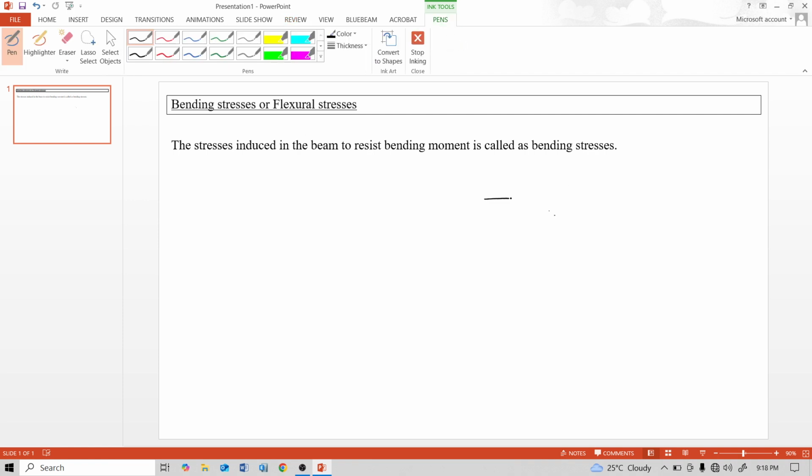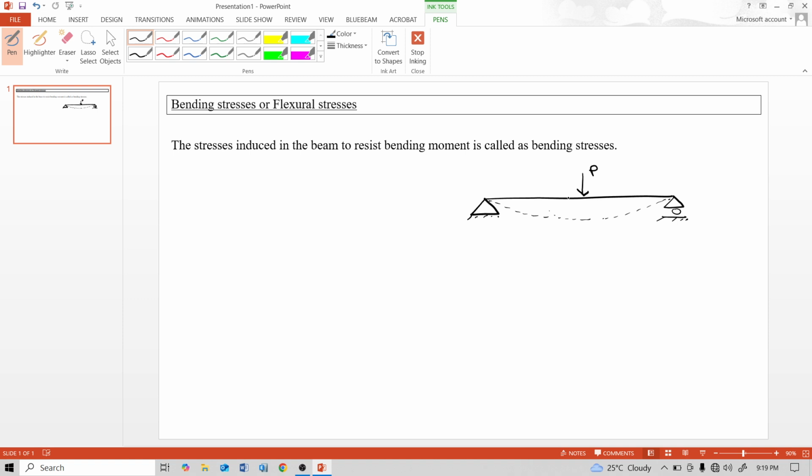Consider one simply supported beam with one end pinned and the other end roller. A load P is acting at the middle of this beam. Due to this external load P, bending occurs in this beam, and there is shear force and bending moment inside this beam.